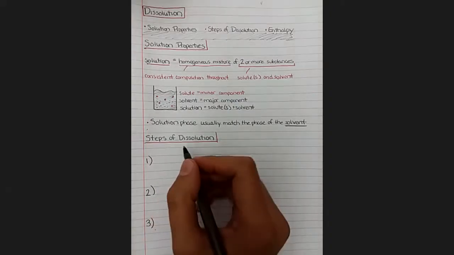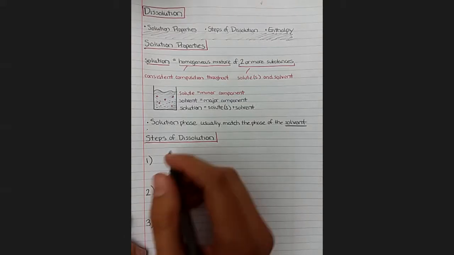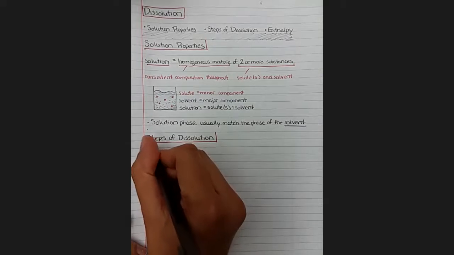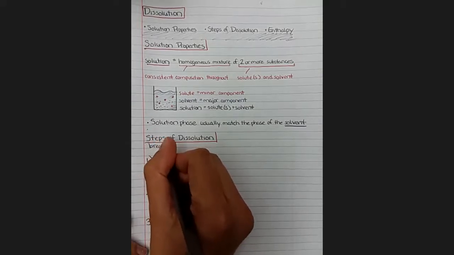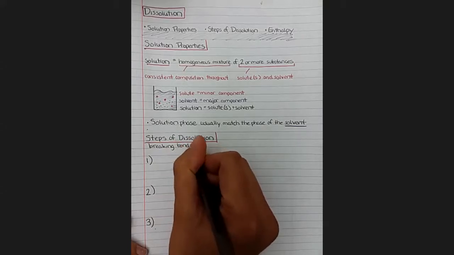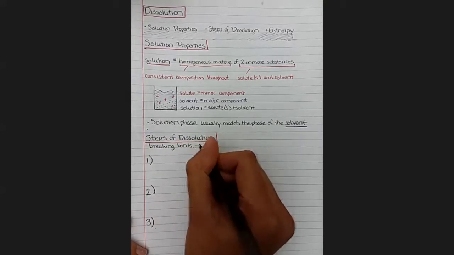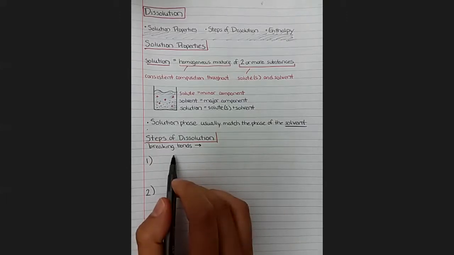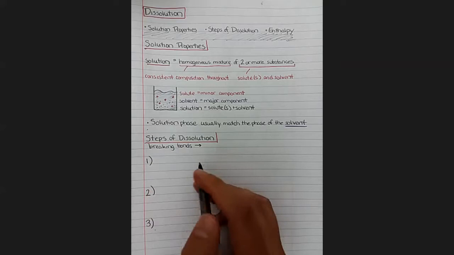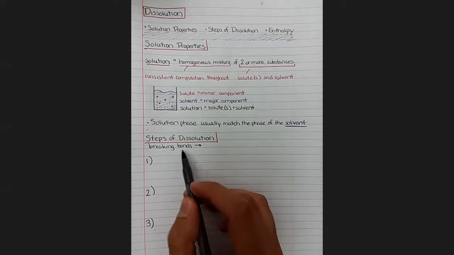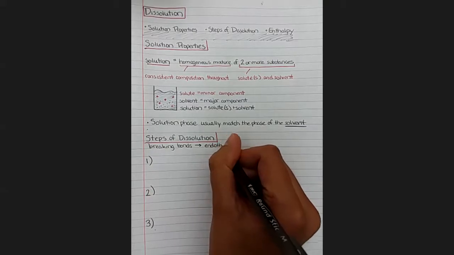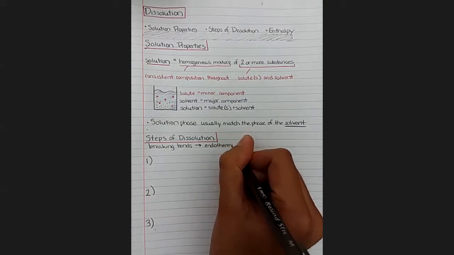Okay, so let's review what we know about bonds from our intermolecular forces in the last chapter. If we want to break a bond or some sort of interaction, we have to break an interaction that's favorable, so we have to put in energy to make that happen. It's like hitting it with a hammer. You have to put in energy to break a bond. So breaking bonds is going to be an endothermic process.